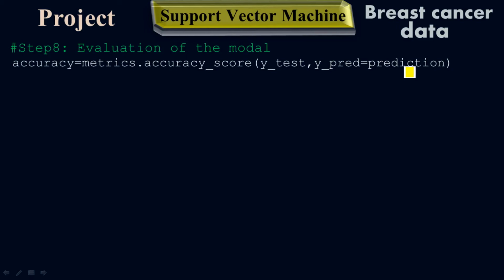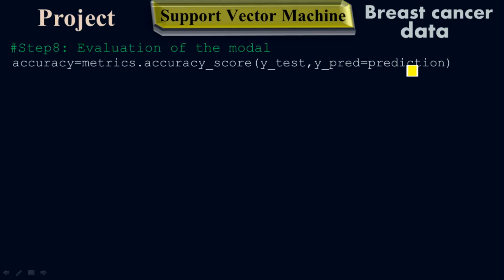We haven't used these data for the training. For the training, we have used X train and Y train. The test data, where we have X test and Y test, will be used for the testing of the model. Now look here: prediction equals model.predict of X test.